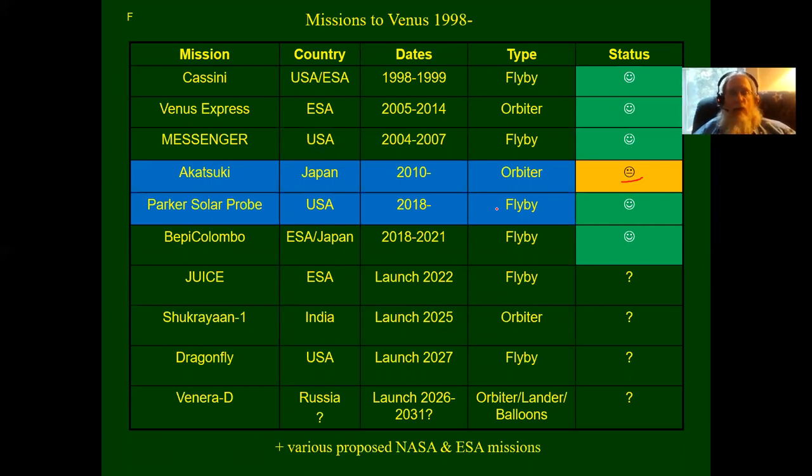BepiColombo is on its way to Mercury and it has completed its flybys. Has some flybys, will be going elsewhere. And this Indian orbiter mission does look like it's got enough funding to count as realistic.